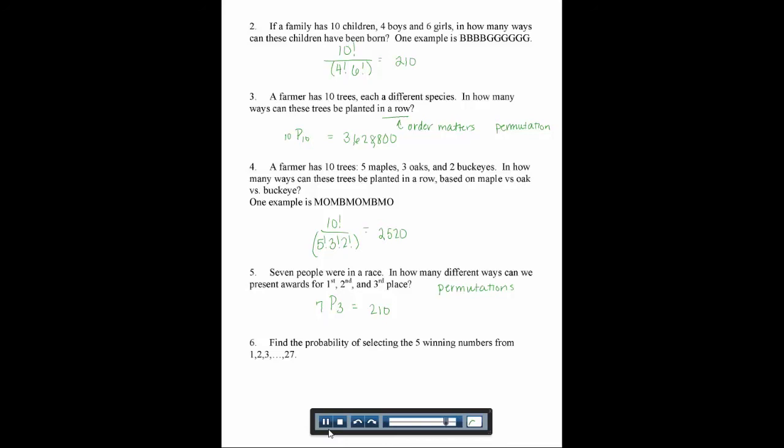Now the next one's a little different. It says, find the probability of selecting 5 winning numbers from the numbers 1 through 27. Now if we're just selecting numbers, we're not ordering them, this is going to be a combination. Okay, so this would be 27C5. So we'd get 80,730. So the probability of choosing 5 winning numbers would be 1 out of 80,730.